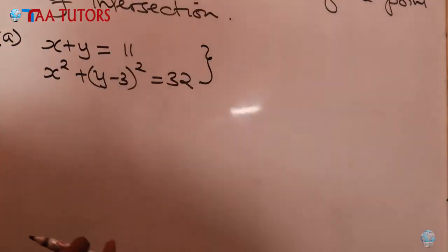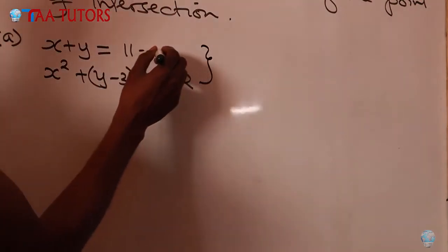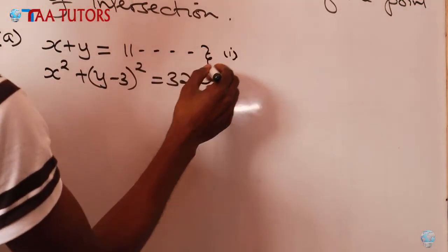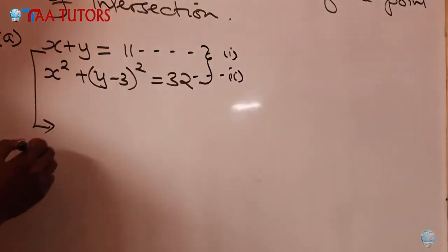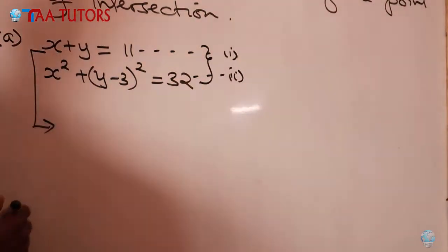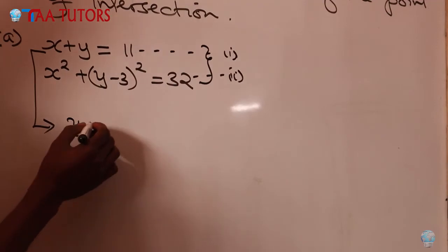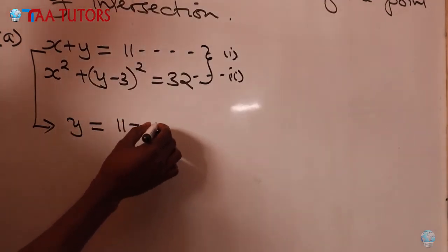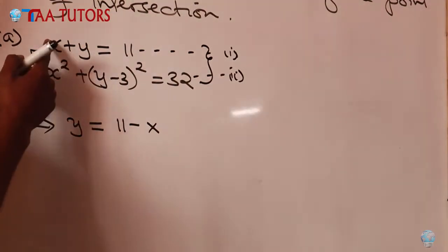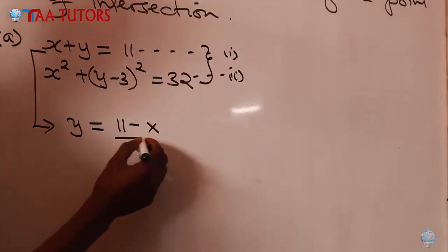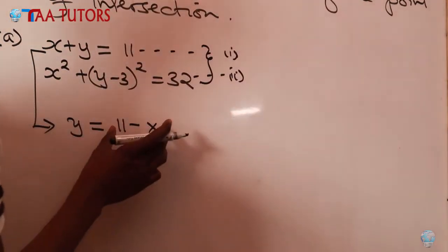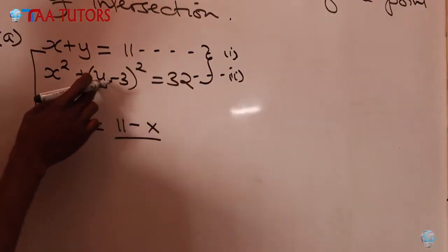To deal with one unknown, I will call this one equation 1 and this one equation 2. If I make y the subject in equation 1, then y will be equal to 11 minus x. What I've just done is take x to the other side of the equation so that I have y equals, and now I have the equivalent of y, and what I have to do is substitute this value of y where y is.